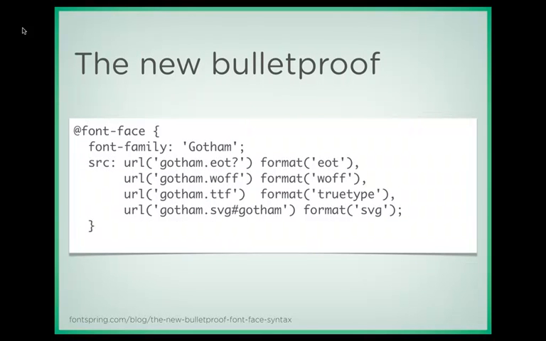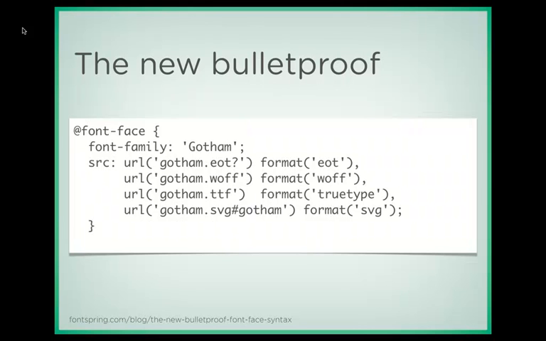So here's the new bulletproof method. This is by a guy named Ethan. He's the guy that runs Font Squirrel, and he also has a new web font store called FontSpring, and on their blog post, they just posted it on Thursday. So this is a new method. I'm going to run you through this. You would declare your font family here. This next line is where you would declare the font for Internet Explorer.